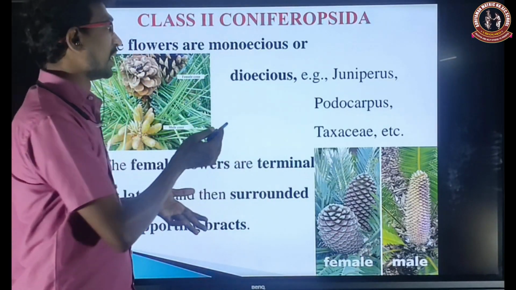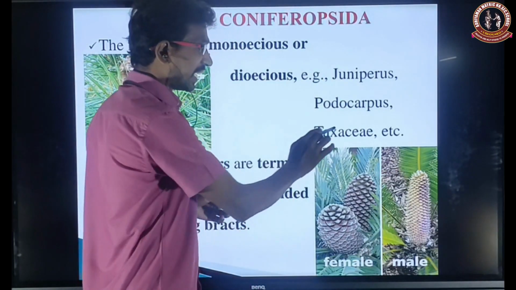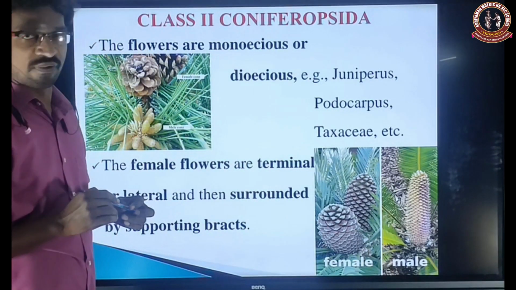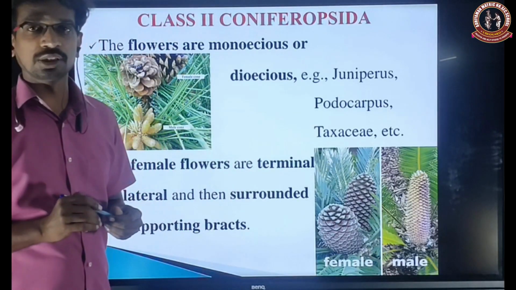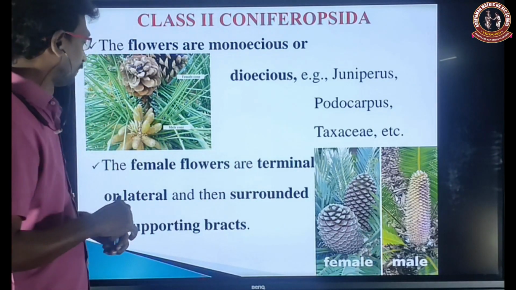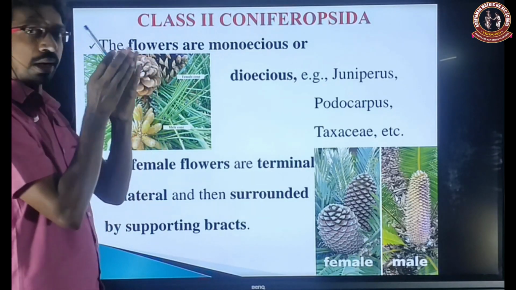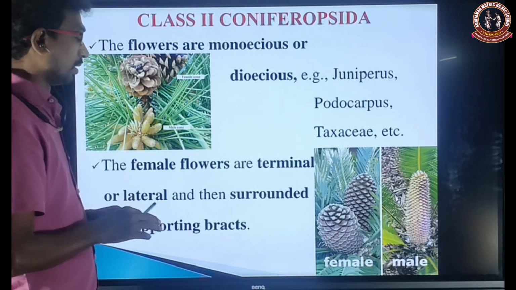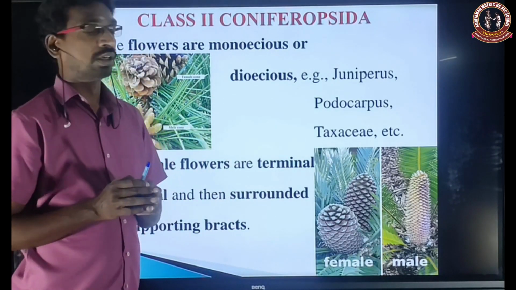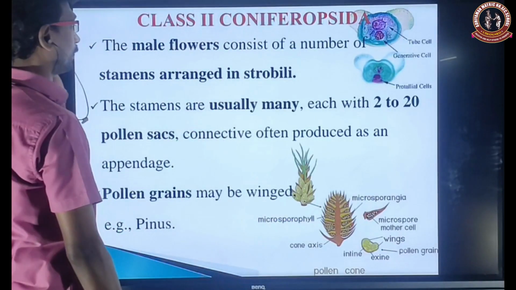But it may be dioecious in Juniperus, Podocarpus and Cupressaceae. So in this group of plants under Class 2 Coniferopsida, it's dioecious. Dioecious means the male cone and female cone are formed on different plants, not the same plant. The female flower is terminal or lateral, and it is surrounded or supported by branches.